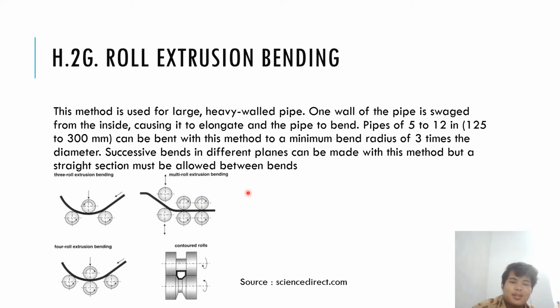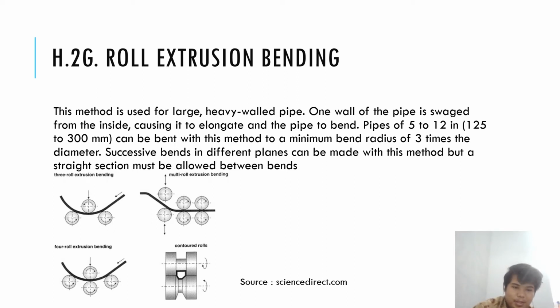Roll extrusion bending. This method is used for large, heavy-walled pipe. One wall of the pipe is swaged from the inside, causing it to elongate and the pipe to bend. Pipes of 5 to 12 inches or 125 to 300 millimeters can be bent with this method to a minimum bend radius of 3 times the diameter. Successive bends in different lengths can be made with this method, but a straight section must be allowed between bends.